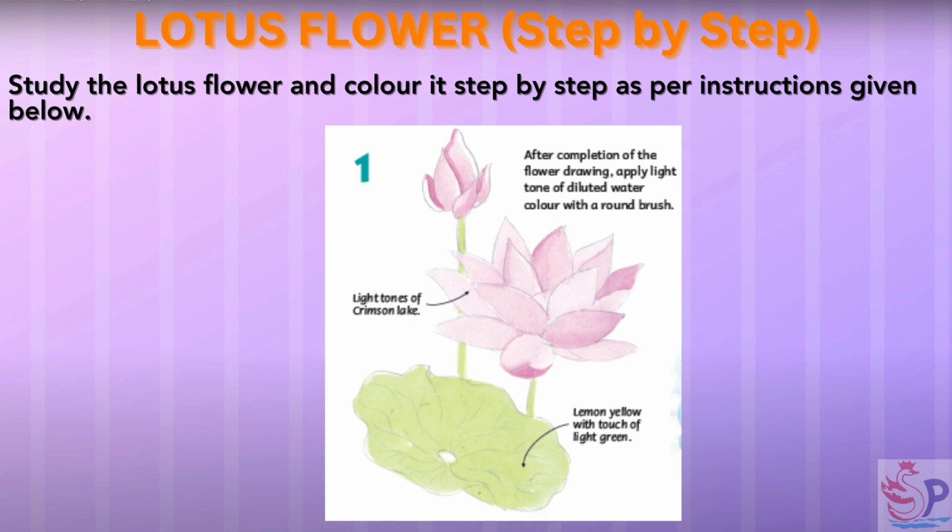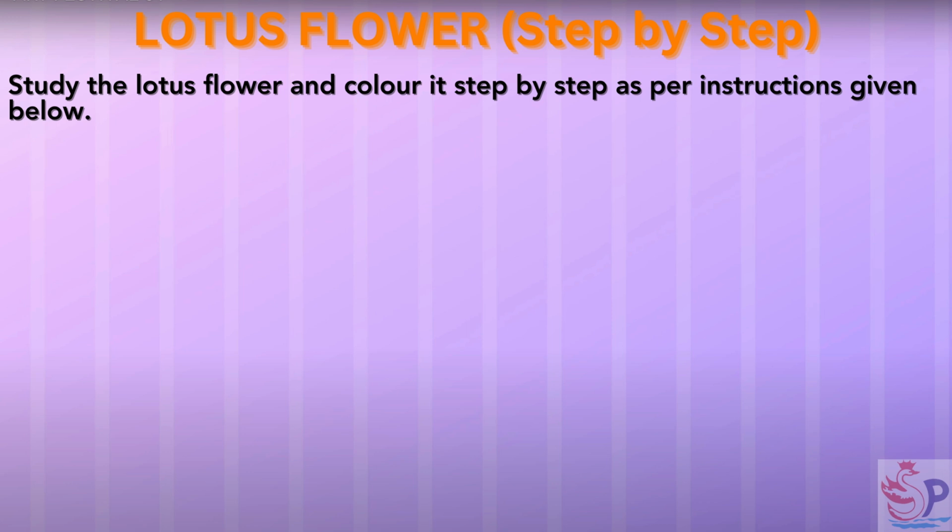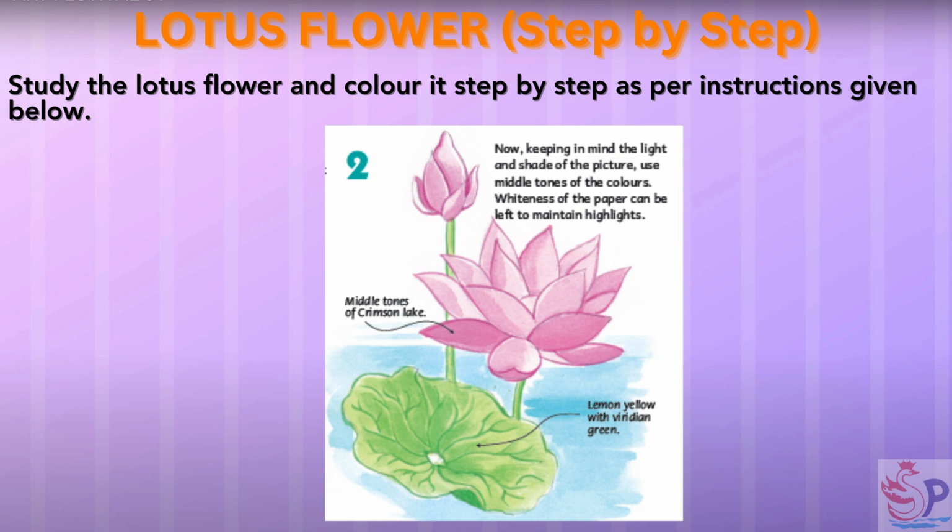Now, keeping in mind the light and shade of the picture, use middle tones of the colors. The whiteness of the paper can be left to maintain highlights. Middle tones of crimson lake, lemon yellow with viridian green.